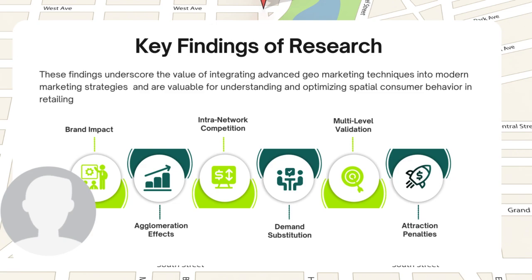But some key findings, like the factors which will help Shopify in its business aspects, are brand impact and the agglomeration effect, which we'll be discussing in further detail later in the presentation. Then there's inter-network competition, which Shopify needs to focus on, as it will help boost revenues for Shopify and its store owners. Demand substitution, multi-level validation, and attraction penalties.